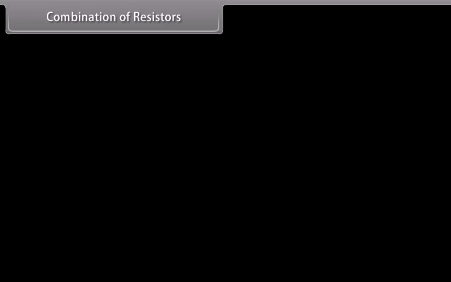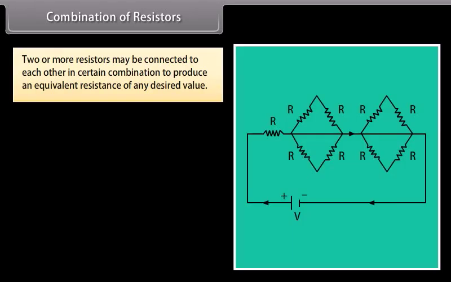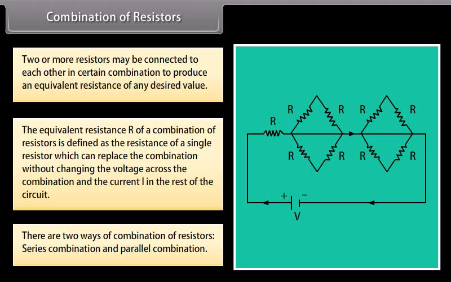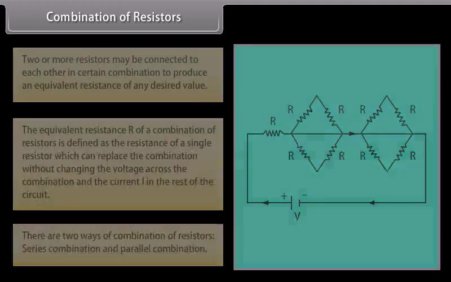Combination of resistors. Two or more resistors may be connected to each other in certain combinations to produce an equivalent resistance of any desired value. The equivalent resistance R of a combination of resistors is defined as the resistance of a single resistor which can replace the combination without changing the voltage across the combination and the current I in the rest of the circuit. There are two ways of combining resistors: series combination and parallel combination.